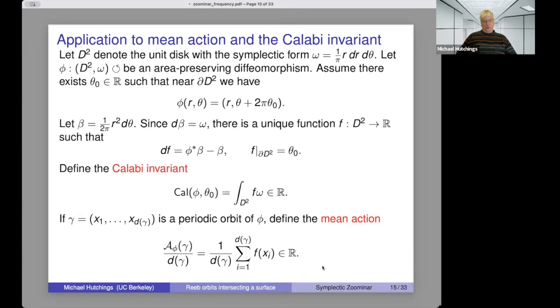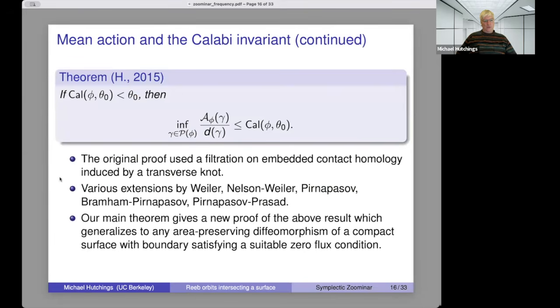And then there's a theorem I proved 10 years ago, which says that if the Calabi invariant is less than theta 0, then the infimum of the mean action is less than or equal to the Calabi invariant. So roughly speaking, this says that the Calabi invariant, which is the average value of f on the whole surface, is to some extent seen by periodic orbits, because here we have the average value of f over a periodic orbit.